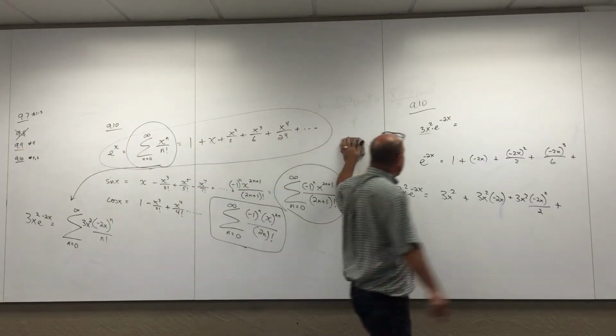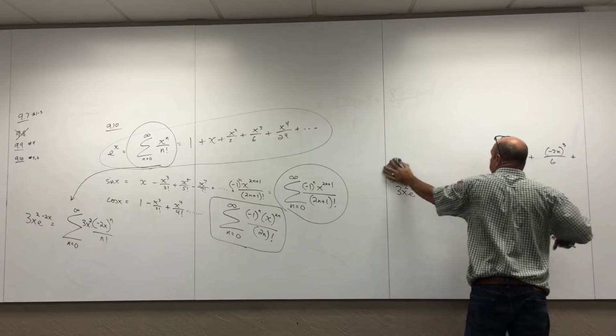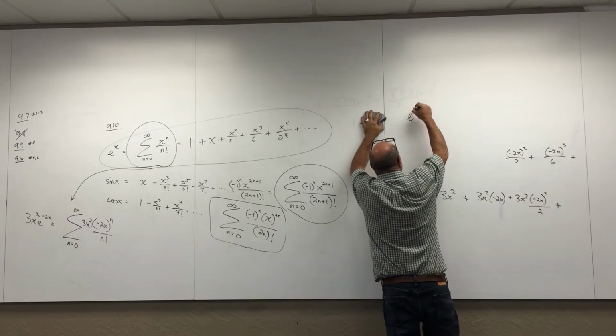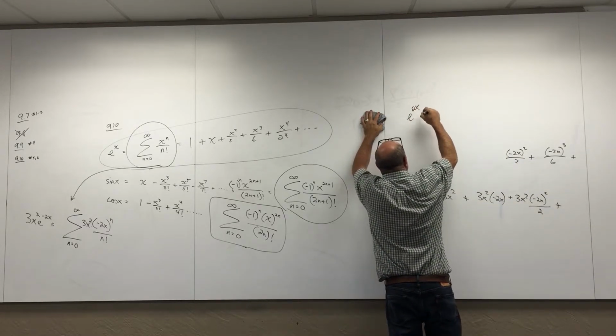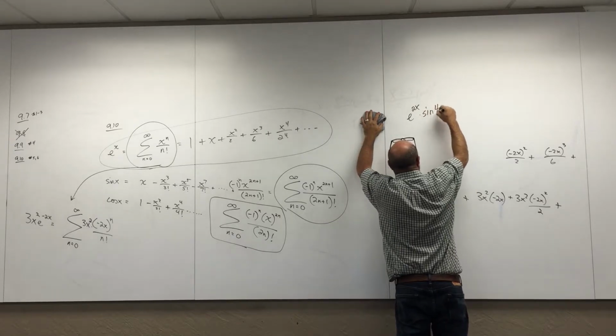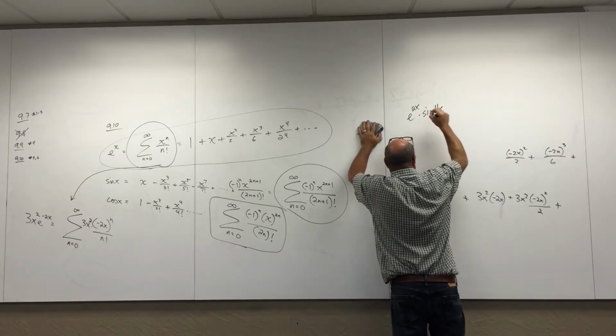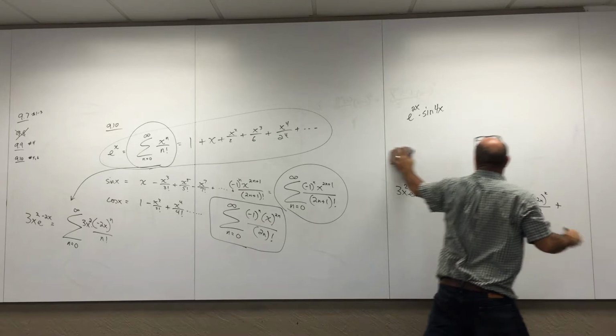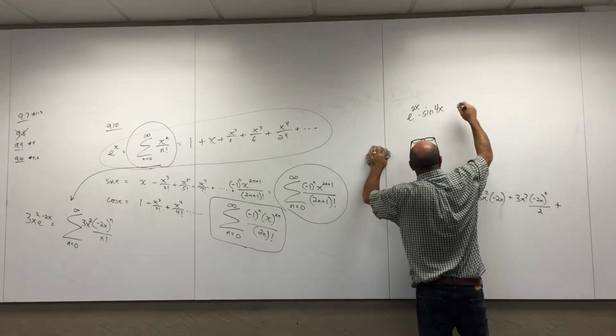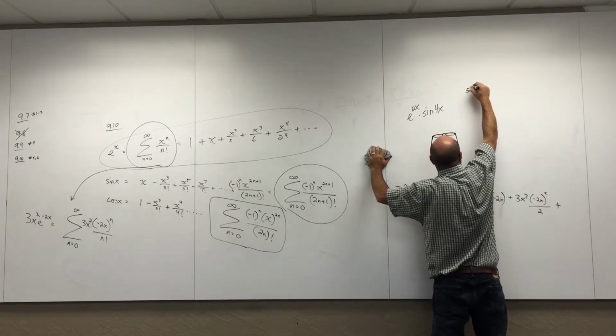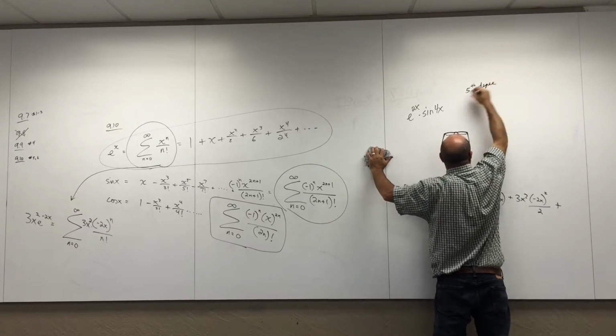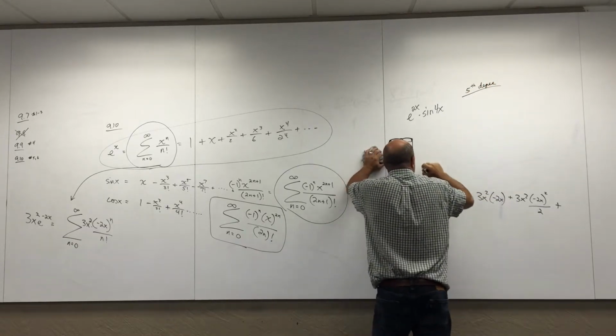Here's my favorite one. You ready for this? I want to do e to the 2x times the sine of 4x. Can you build one for e to the 2x? Let's build one for e to the 2x. And by the way, I don't want this to be infinite. I think I want a 5th degree polynomial. 5th degree polynomial. That's what I want.